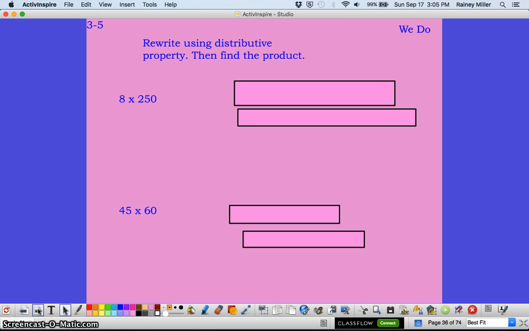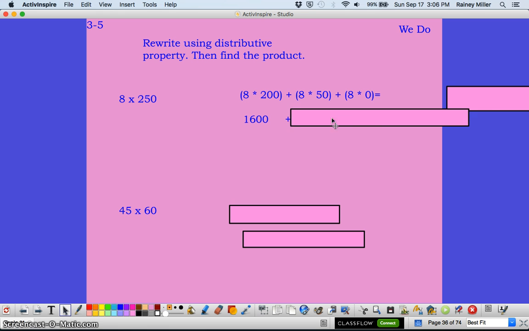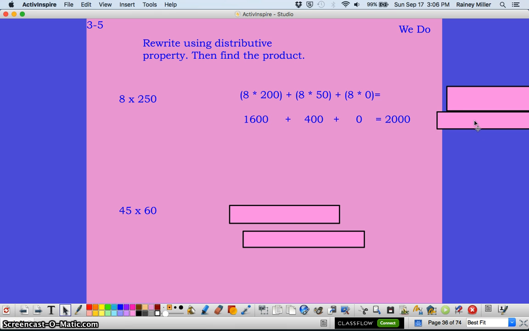Go ahead and stop the video and see what you come up with. Okay, so looking at this one, I have 8 times 250. So I'm going to break apart 250. I have 8 times 200, 8 times 50, and then 8 times 0. I find each individual part. So 8 times 200 will be 1,600, and I add that to 400, which is 8 times 50, to 0, and I get my answer of 2,000.